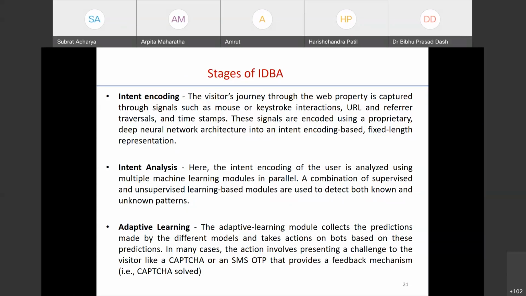So similarly, this intent analysis. Once I create my encoding, and I come as an end user or as an attacker, I will create the comparison between my encoding data and whatever real simulated data. That way it is called analysis. I have to create and build a signature for this. Then adaptive learning is over the period: it collects the prediction information and predicts the model based on this.